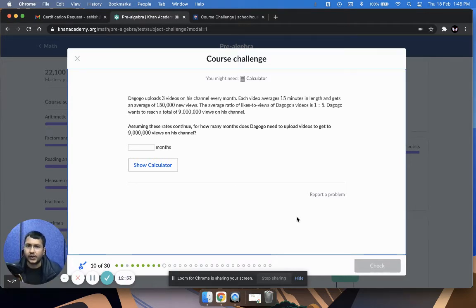What do we want to do? Assuming these rates continue, for how many months does the Gogo need to upload videos to get to 9 million views? It's just views, so why are they giving us a like to view ratio? I think that's not required. All we need to know is how many views a video gets. So how many videos do we need? 9 million views. Each video averages 15 minutes. We don't need that 15-minute length either, and gets an average of 150,000 new views. So we are concerned about the number of views here.